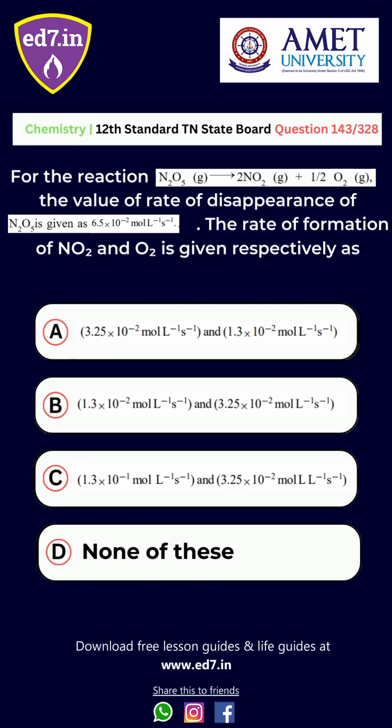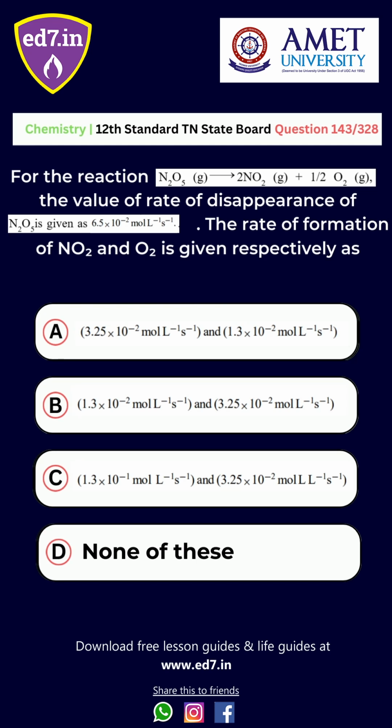The value of rate of disappearance of N2O5 is given as 6.5 × 10^-2 mol L^-1 s^-1. The rate of formation of NO2 and O2 is given respectively as: Option A, 3.25 × 10^-2 mol L^-1 s^-1 and 1.3 × 10^-2 mol L^-1 s^-1.